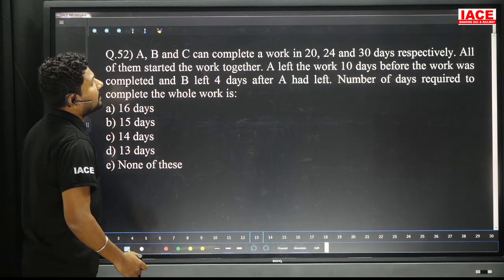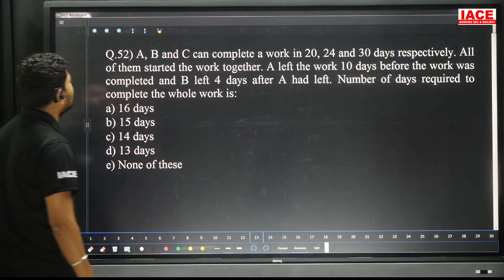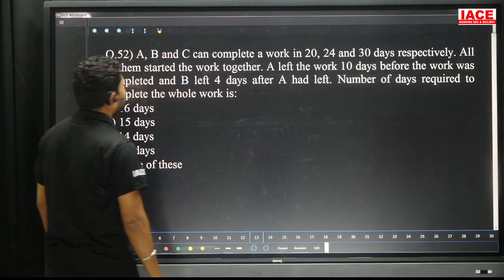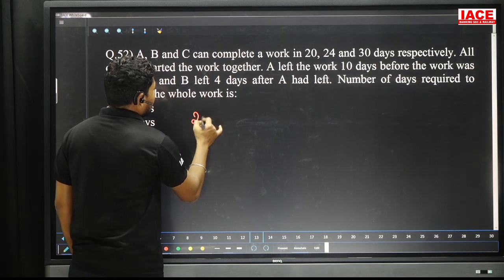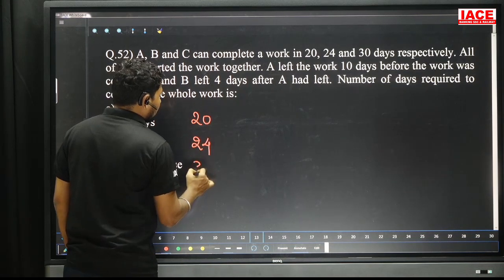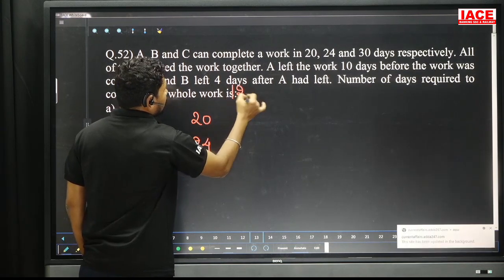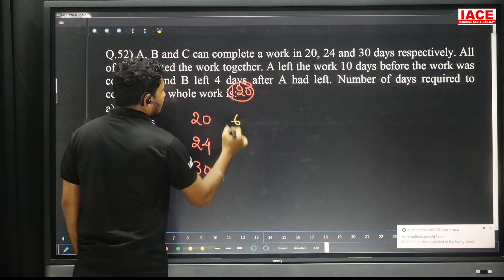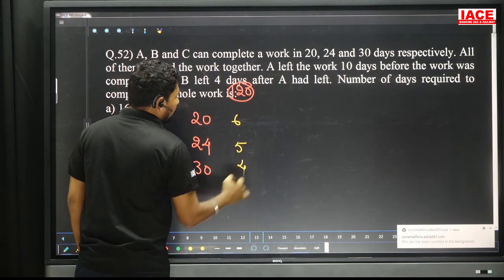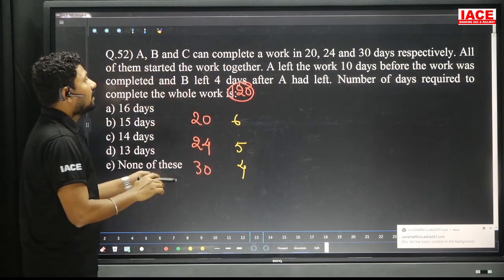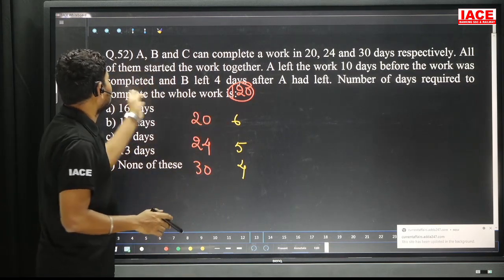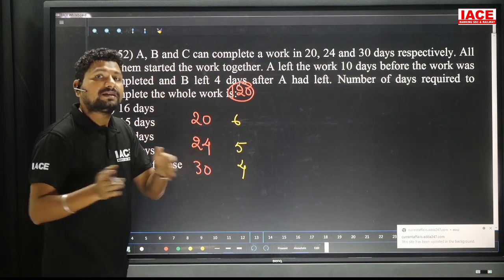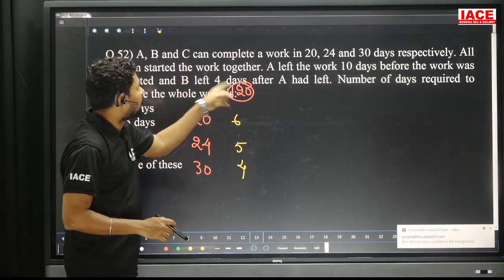A, B, C can complete a work in 20, 24, 30 days respectively. All of them started the work together, and A left the work 10 days before the work was completed. We'll take the LCM here of 20 and 24 and 30. LCM value is what? 120. So 120, it is how many times? It is 6 times, 5 times, 4 times. Then A left 10 days before the work was completed. And B left 4 days after.